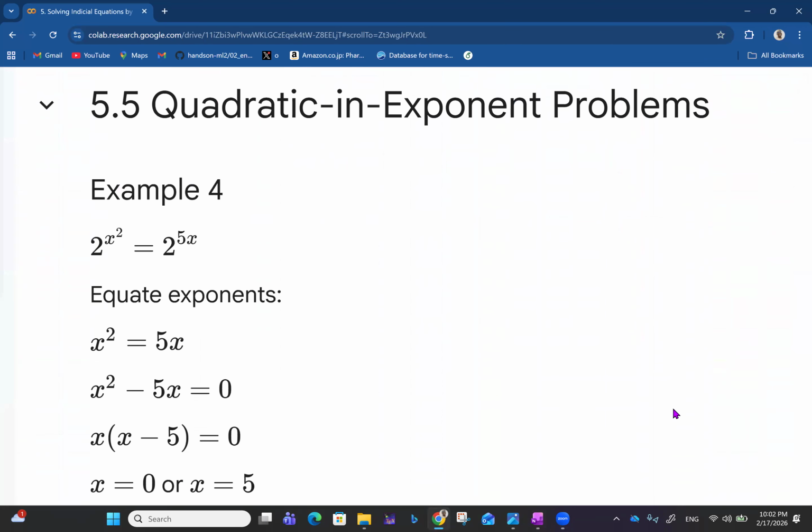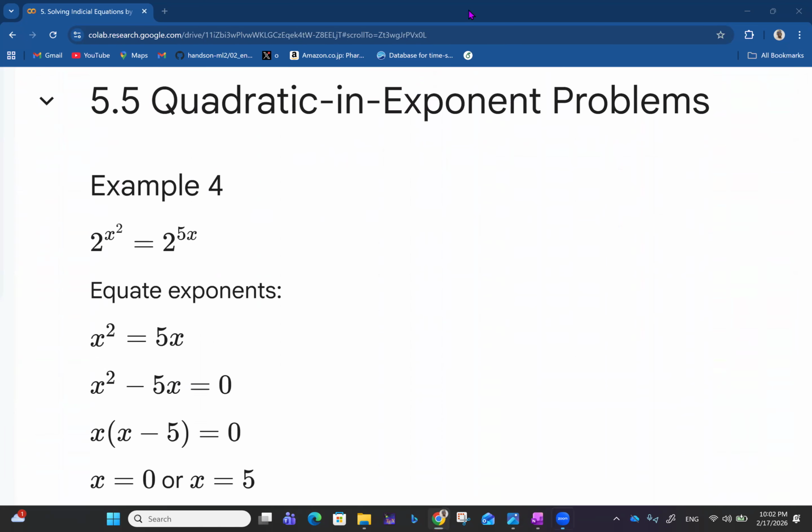Then we move on to quadratic in exponent problems. That is, at the exponent level, you have a quadratic expression. So you have 2 raised to power x squared equals 2 raised to power 5x. Again, the base is the same, so just equate the powers. So you have x squared equals 5x.